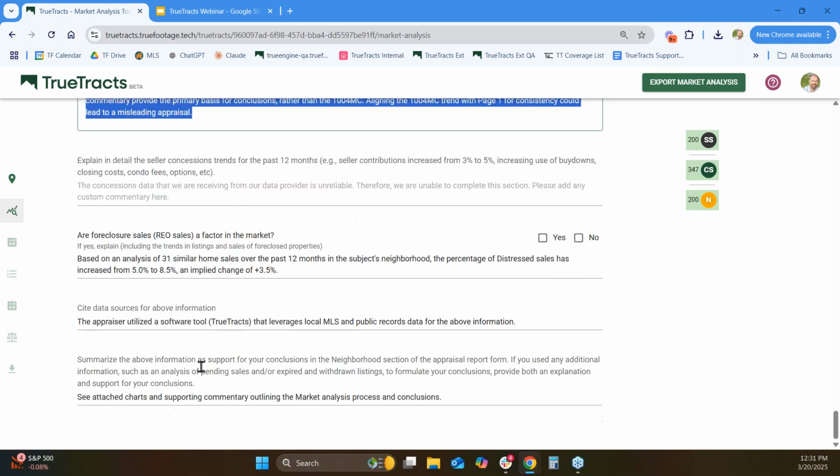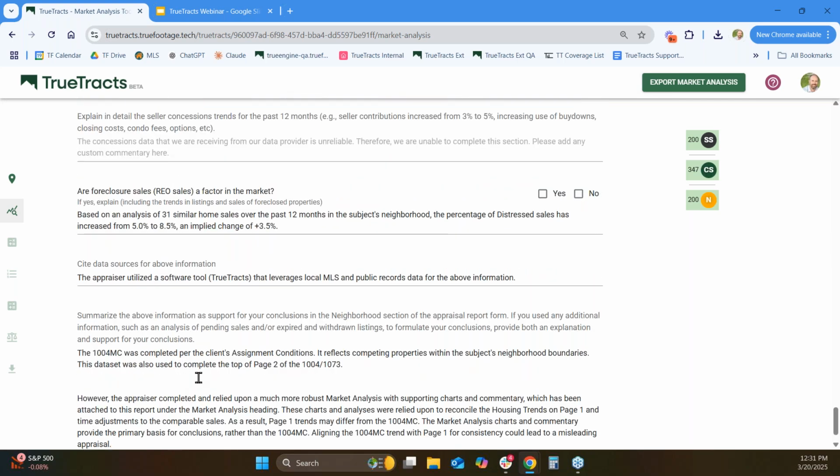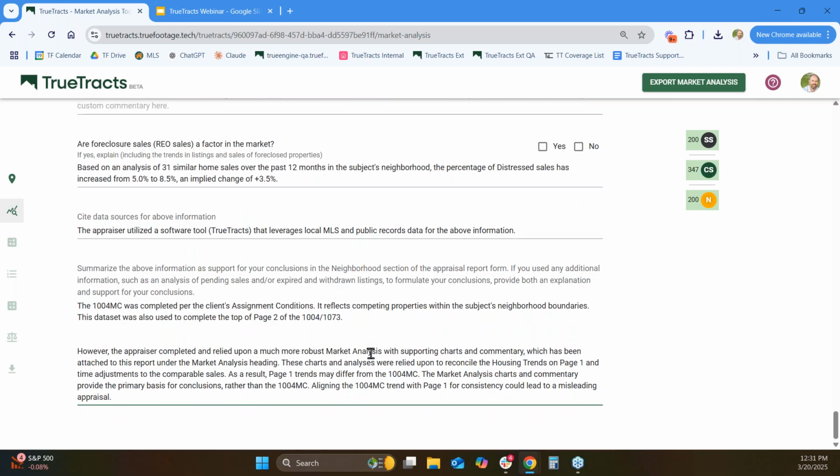You simply Control-C, you come down here and at the last field of the 1004MC, you paste it in and it will go right in your report. This is a revision prevention comment. If you don't put this in and your 1004MC differs from your deep analysis, you could get a revision, but I have used a version of this comment in my report for many years, and you don't get revisions when you explain to them what you're doing and why.